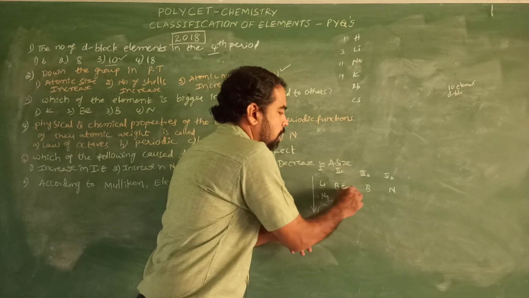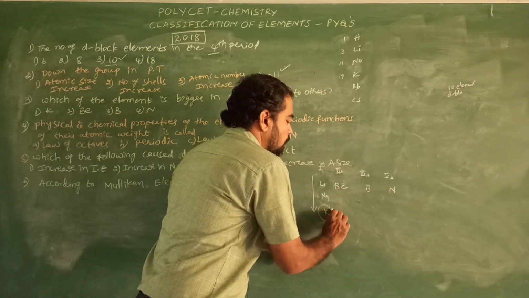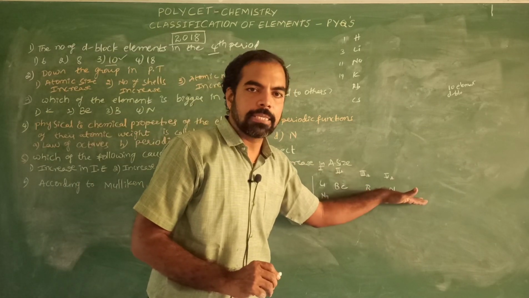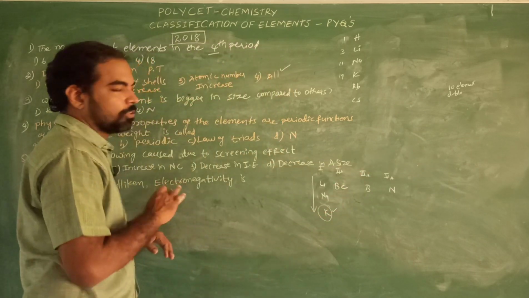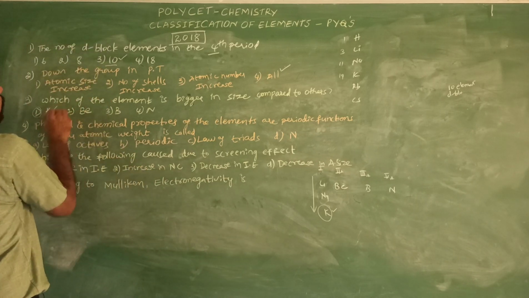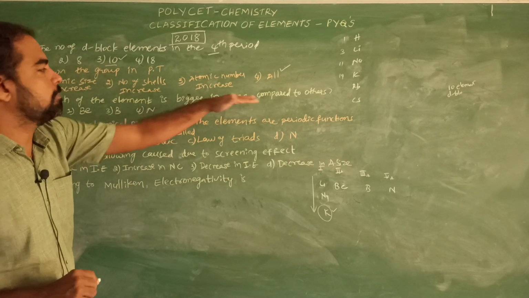Here potassium, beryllium, boron, nitrogen. Potassium has more atomic size. Whereas left to right atomic size decreases. So the option is first one. Potassium is the biggest in size compared to others.